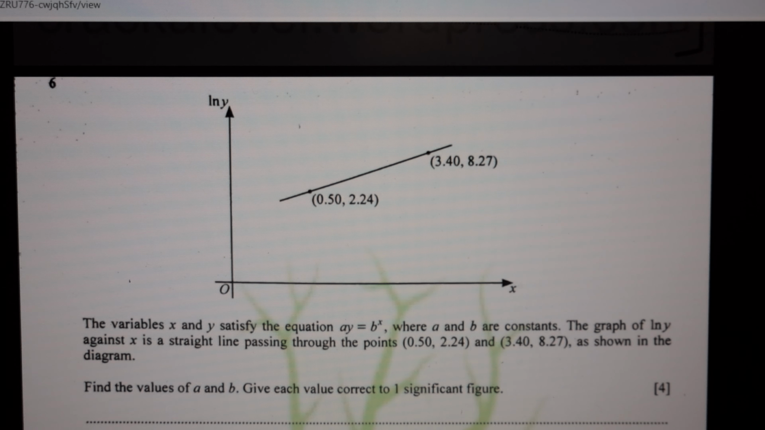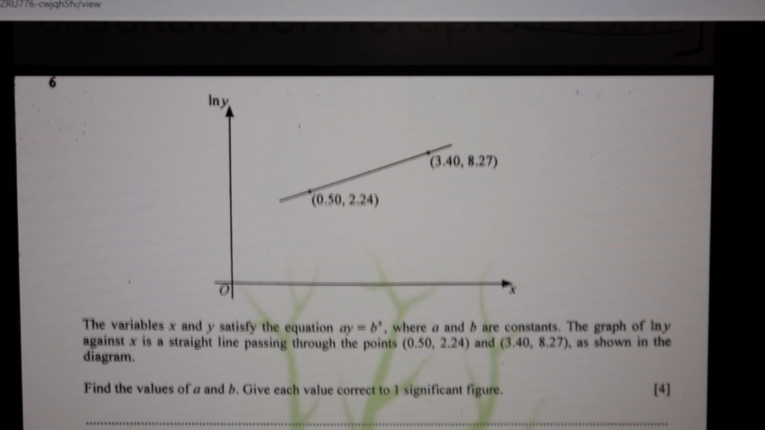Hi, question number 6. The variables x and y satisfy the equation ay is equal to b to the x, where a and b are constants. The graph of ln y against x is a straight line passing through the points (0.5, 2.24) and (3.40, 8.27), as shown in the diagram. Find the values of a and b. Give each value correct to one significant figure.